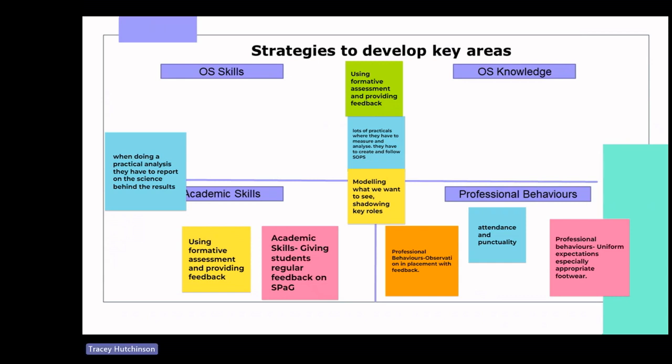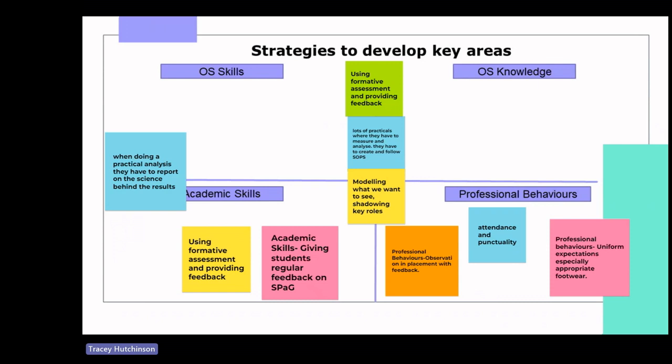So you can see that they've managed to group it where there's very specific areas, but actually they've also found that there were some crossovers where maybe that strategy was developing more than one area. So for OS skills and academic skills, when doing a practical analysis, they have to report on the science behind the results, using formative assessment, academic skills like giving students regular feedback and SPAG. Across all of them, you've got using formative assessment and providing feedback.